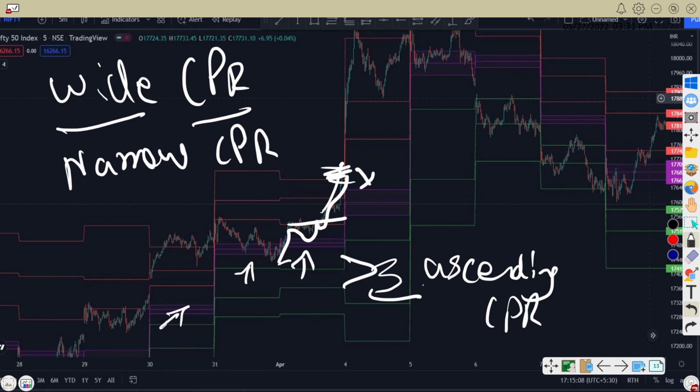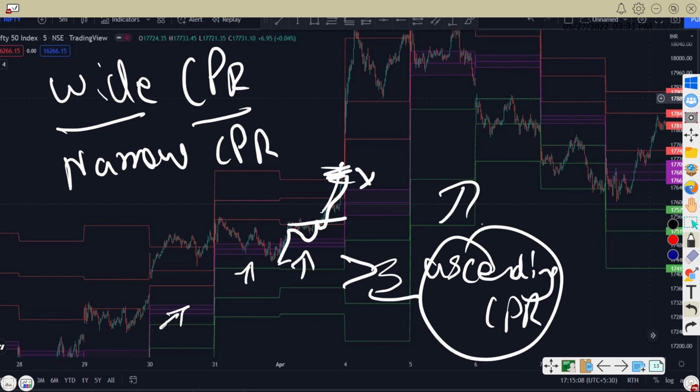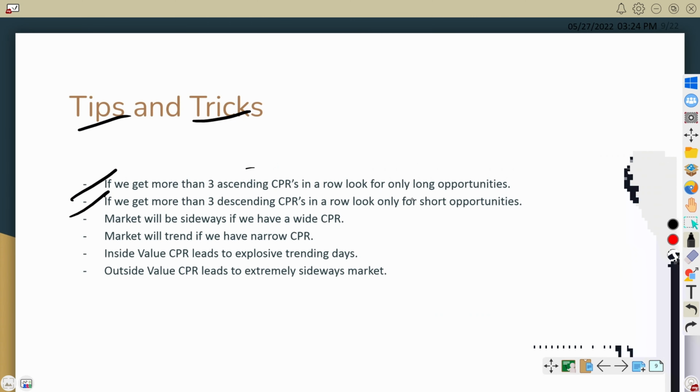So this more than 3 ascending CPRs, only long opportunities. Should look only for short opportunities if we have more than 3 descending CPRs in a row.